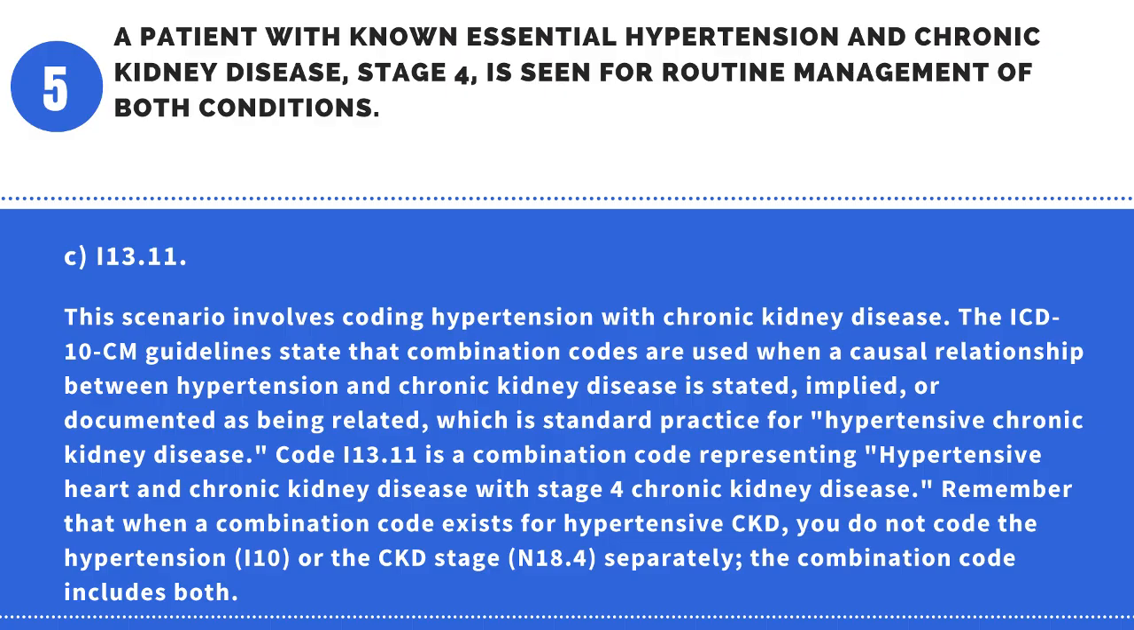The ICD-10-CM guidelines state that combination codes are used when a causal relationship between hypertension and chronic kidney disease is stated, implied, or documented as being related, which is standard practice for hypertensive chronic kidney disease. Code I13.11 is a combination code representing hypertensive heart and chronic kidney disease with stage 4 chronic kidney disease. Remember that when a combination code exists for hypertensive CKD, you do not code the hypertension, I10, or the CKD stage, N18.4, separately. The combination code includes both.